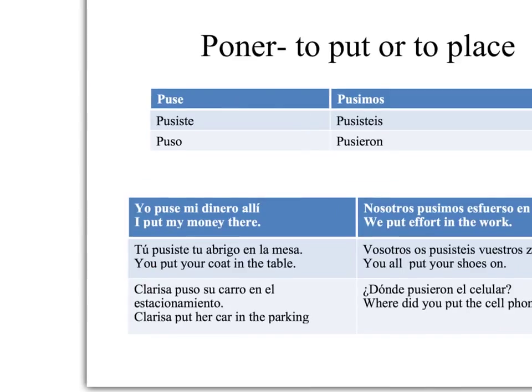Now let's take a look at the verb poner, which means to place or to put. The forms are puse, pusiste, puso, pusimos, pusisteis, y pusieron. Well, let's take a look at an example in the he, she form. Clarisa puso su carro en el estacionamiento will translate to Clarisa put her car in the parking. Take a minute to look at the example with the verb poner in the preterite tense or past tense.